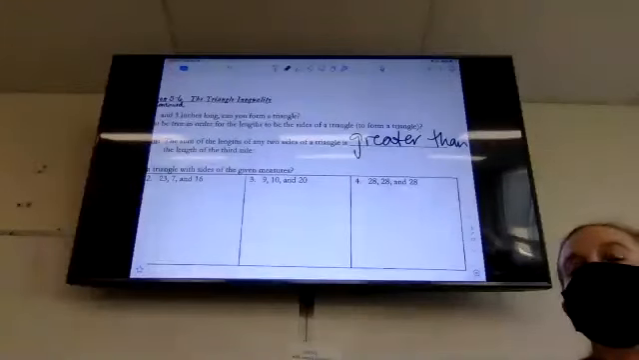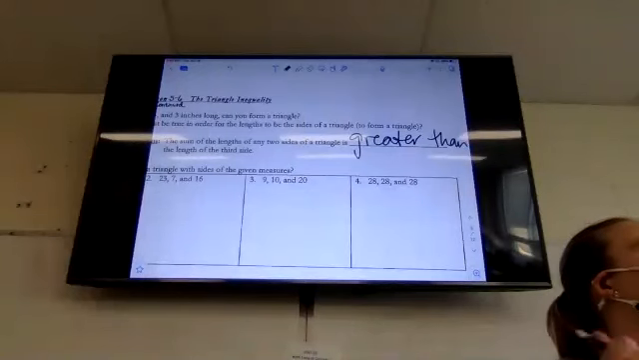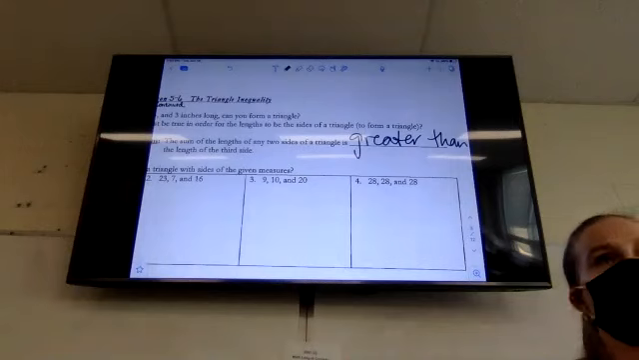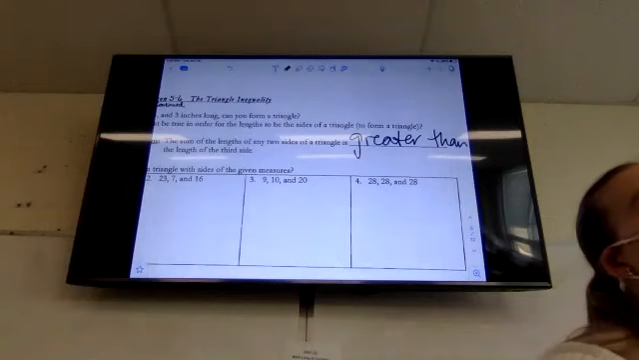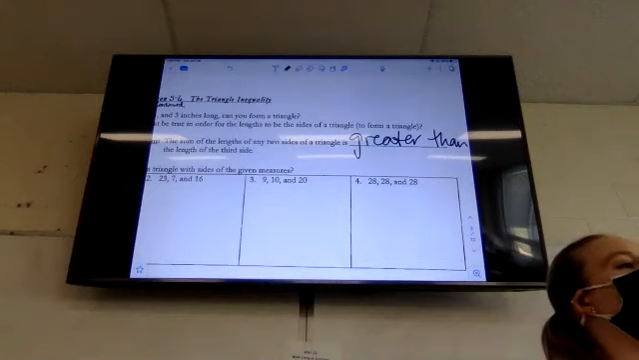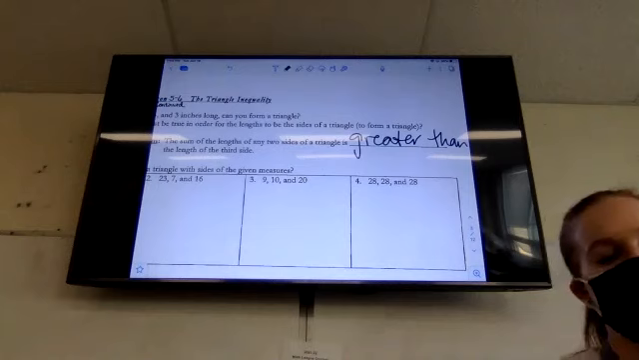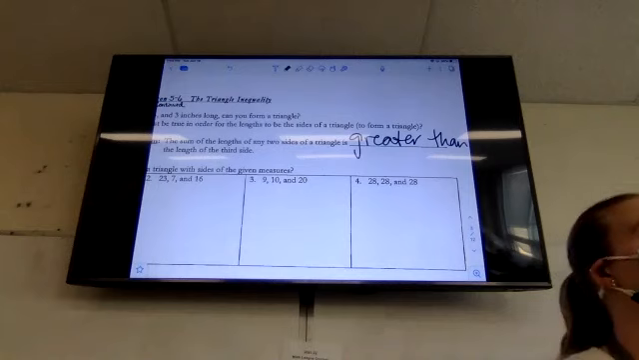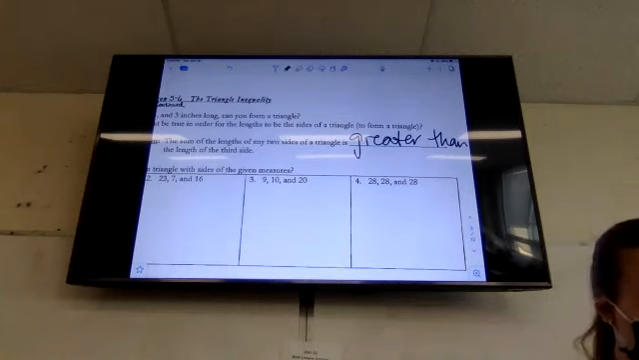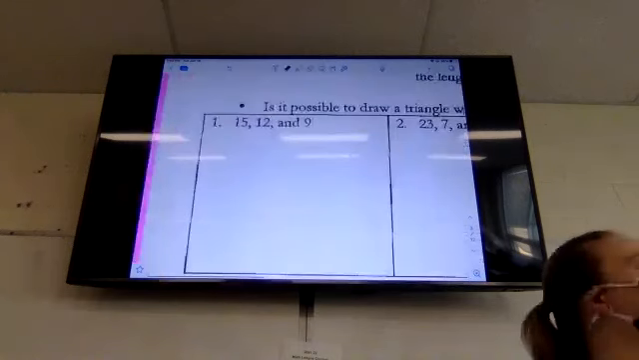And so the reason I said the 2 smallest sides is because, duh, the largest side is obviously going to be bigger than the smallest side. But whatever your 2 smallest sides are, together they must be bigger than your biggest side. If they're not bigger than your biggest side, you will not have a triangle. If they are equal to your biggest side, you will not have a triangle. Okay? So let's see. Is it possible to draw a triangle with these?